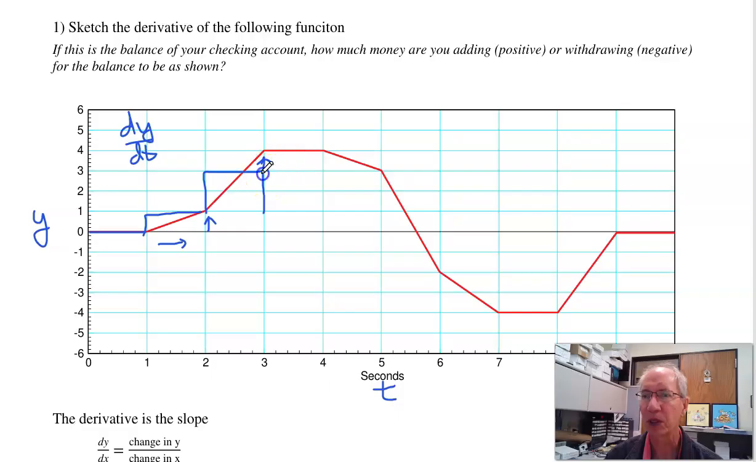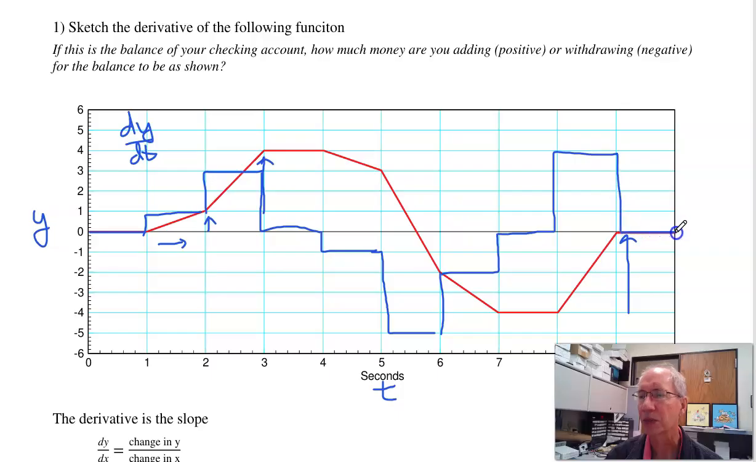Between 3 and 4, change is 0 over 1. Here's minus 1 over 1, minus 1, 2, 3, 4, 5, minus 5 over 1. Then minus 2 over 1. 0 plus 1, 2, 3, 4, plus 4 over 1, and back down to 0.